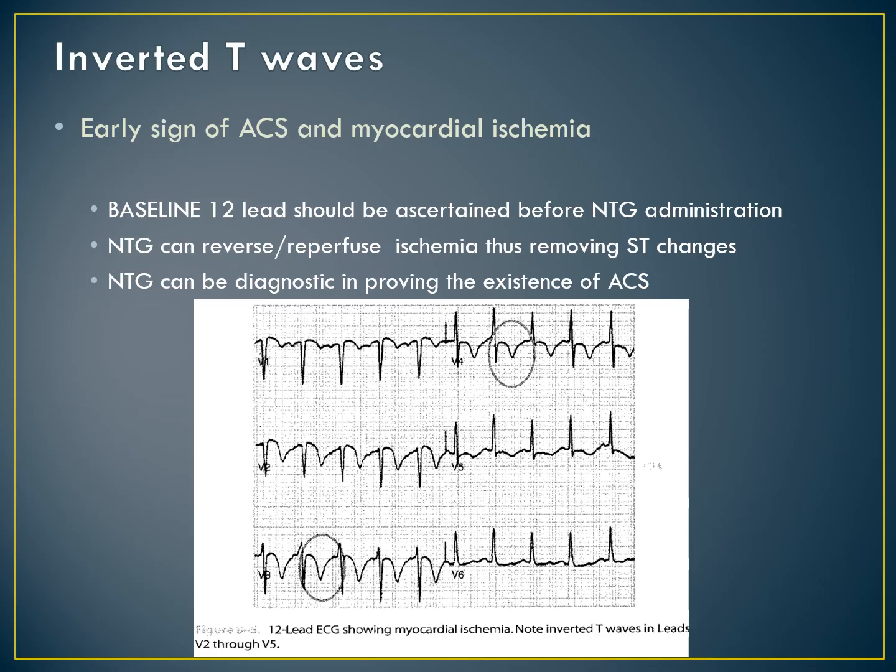If T waves are upside down, then this is an indication or an early warning sign of an acute coronary syndrome and ischemia. Make sure you get a baseline 12-lead ECG prior to giving nitroglycerin, since you will most likely reverse the effects of the ischemia. Always do a before and after 12 lead so the receiving facility can confirm the existence of acute coronary syndrome.